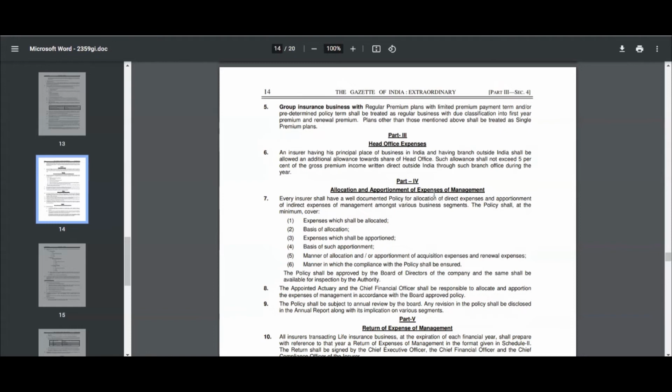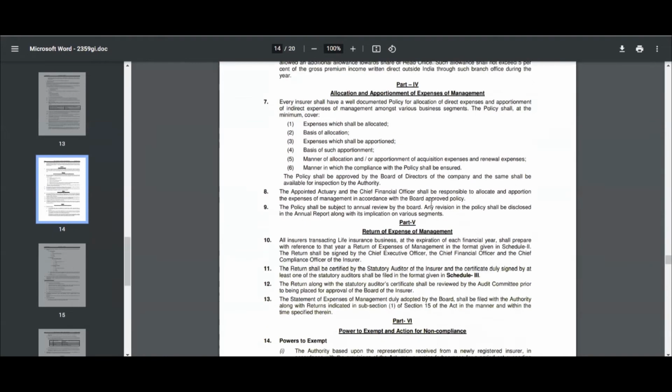So that's the most important part. I've seen at least 2 to 3 times questions coming on the allocation and apportionment of expense of this policy, and this is the policy that is audited by the authority, the IRDA, and especially for new business, this expense management part is very important.